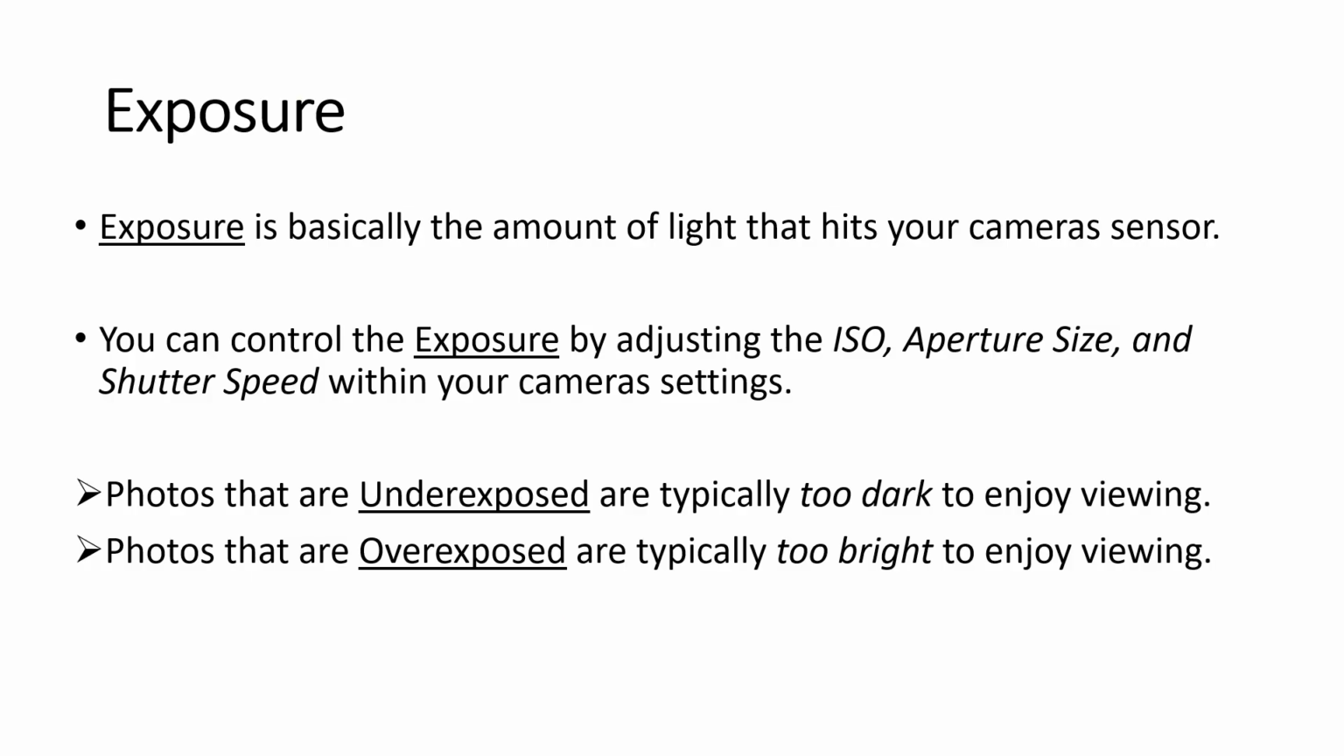So moving on, exposure. Now exposure is a big deal in photography, but we're working on post-production right now. Exposure is basically just the amount of light that hits your camera's sensor. You can control your exposure by adjusting your ISO, shutter speed, and even aperture size. You can do all this within your camera settings.